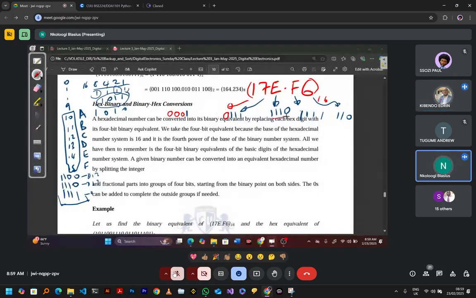This is just the 4. This is just okay. What about the F? That is just okay. And the 6 becomes what? 0, 1, 1, 0. There is another 0 you had.